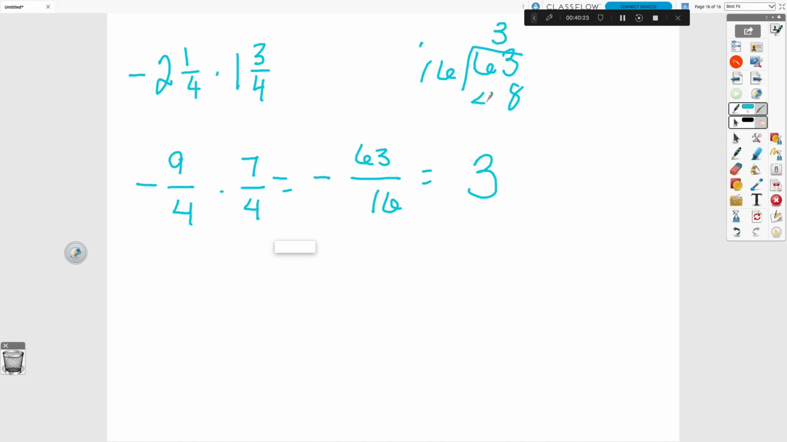18, carry 1. Here's a 4. We're subtracting. There you go. And we have 15 16ths left over, and that is a negative number.